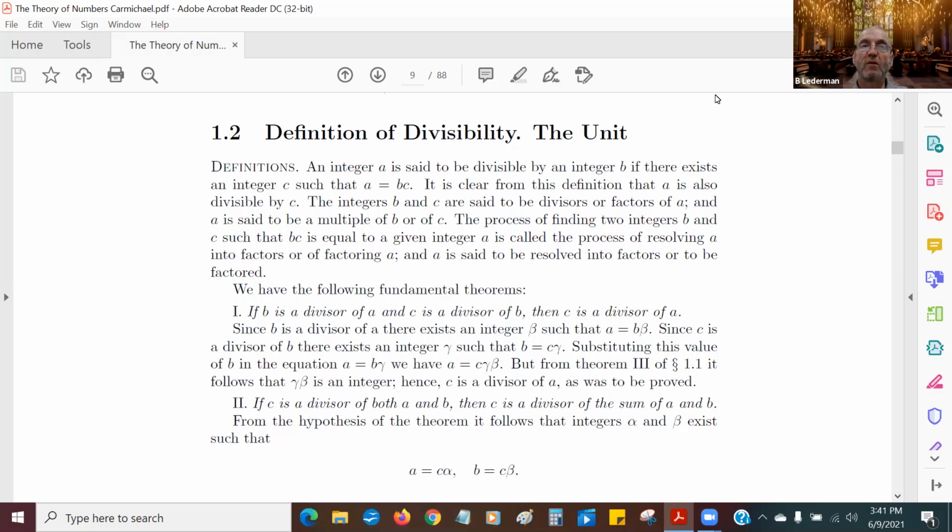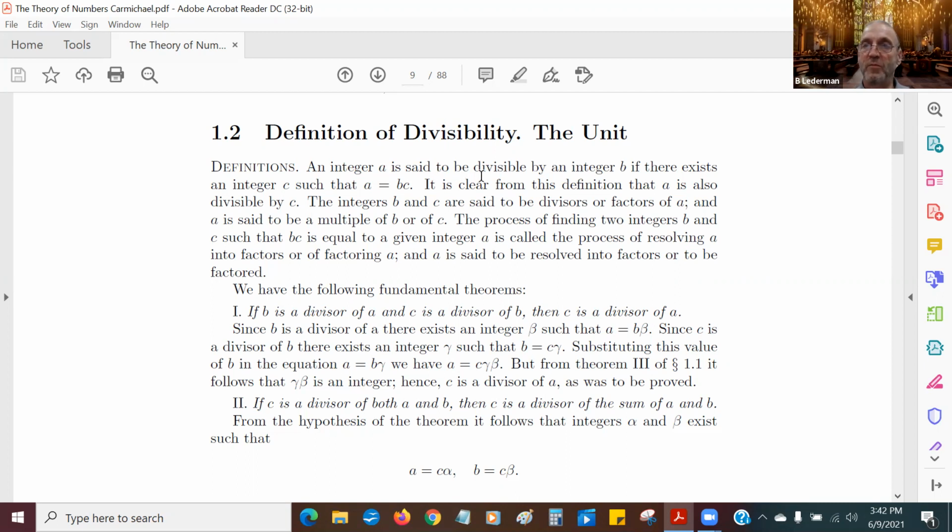Hi, everybody. Now we're going to section 1.2, and that's the definition of divisibility. A lot of the things that we're doing here are things that you've seen a billion times, but we're giving more, I don't know, precise definitions and to work with them in somewhat different ways. So let's start right away.